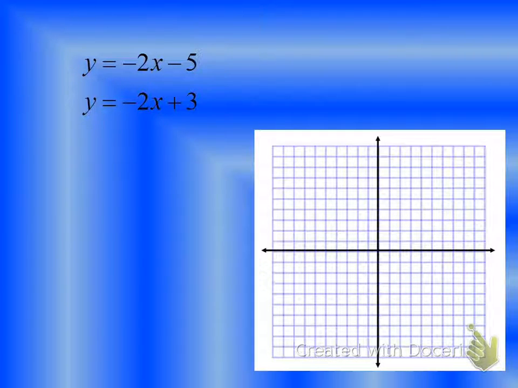All right, so we have one line being y equals -2x minus 5. The other one being y equals -2x plus 3. I'm going to go through this one just a little quicker. The first line, your black line, start at -5. Then we're going to move down 2 and to the right 1. You can also move up 2 to the left 1.